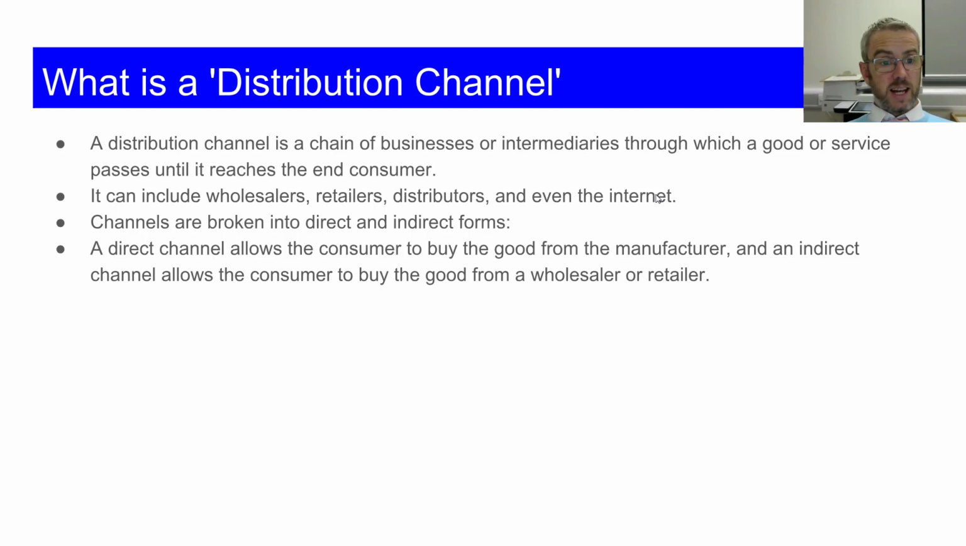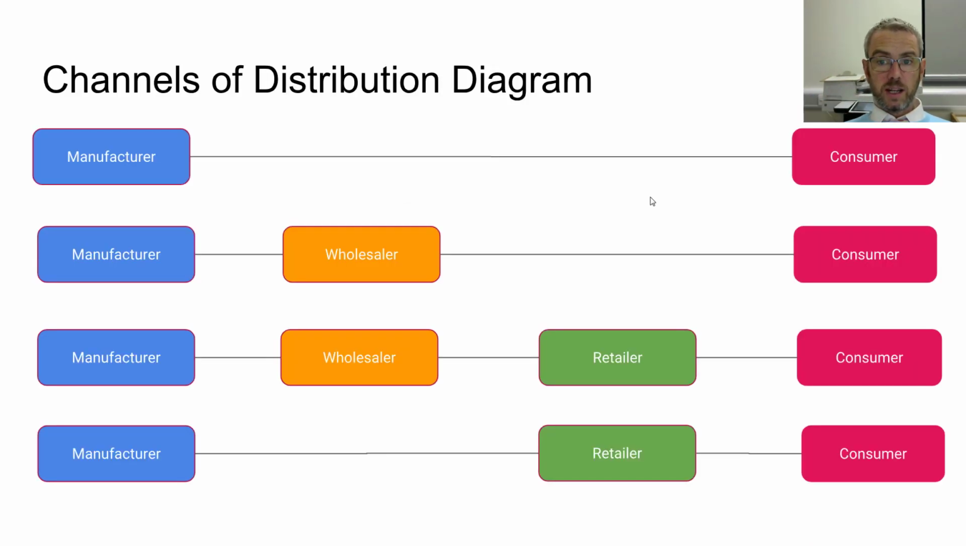Channels are broken down into direct and indirect forms. The direct channel allows a consumer to buy straight from the manufacturer, as I said already, and the indirect channel goes through the different intermediaries. So have a look at the graphic, and look at the top one there. The top one is basically the most direct, going from the manufacturer to the consumer. No one in the middle, no middlemen as they classify it.